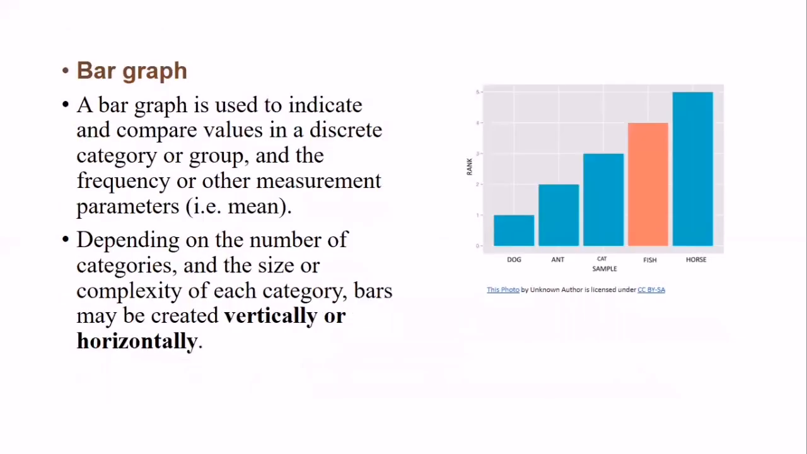Okay, next is a bar graph. Here's an example of a bar graph. So a bar graph is used to indicate and compare values in a discrete category. So if you can see in the bar graph, no, so dog, ant, cat, fish, horse, no, you can easily see, no, the difference, or you can easily compare, no, the difference between these animals. Okay. And here you can see that the lowest rank is dog, and then second in rank is ant, and then cat, and then fish and horse.